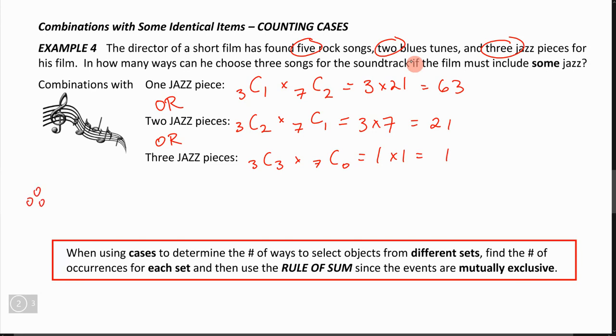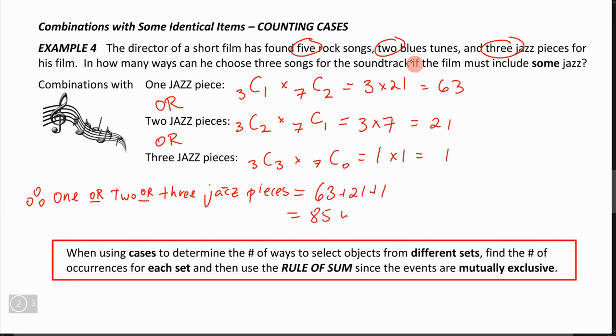So therefore, having 1 or 2 or 3 jazz pieces, what we've got to do is add up the different combinations. So 63 plus 21 plus 1, which is 85 ways to select some jazz.